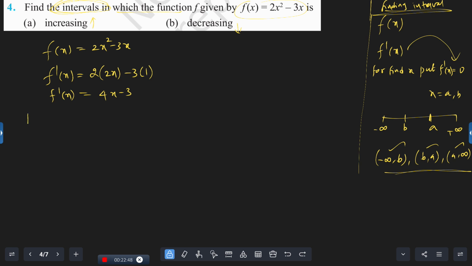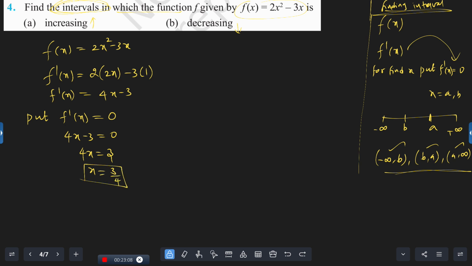Okay, then put f dash of x equal to 0 for finding the x value. Understand? So f dash of x, what we have? 4x minus 3 is equal to 0. 4x is equal to plus 3. x is equal to 3 divided by 4. Only one answer I am getting.